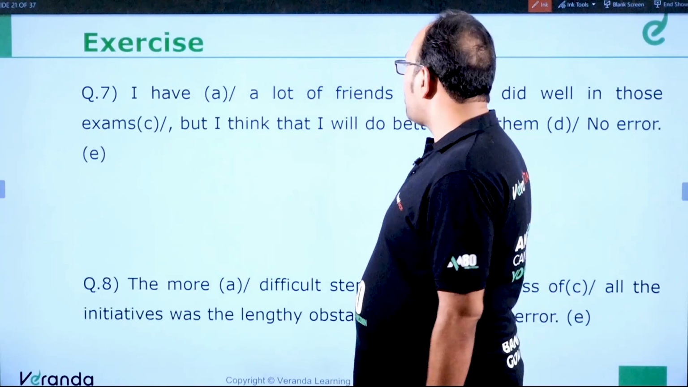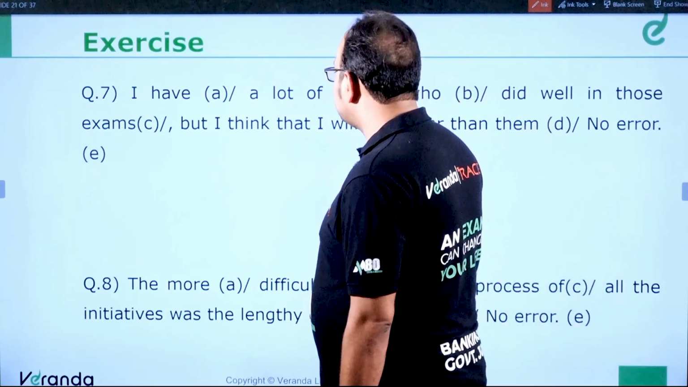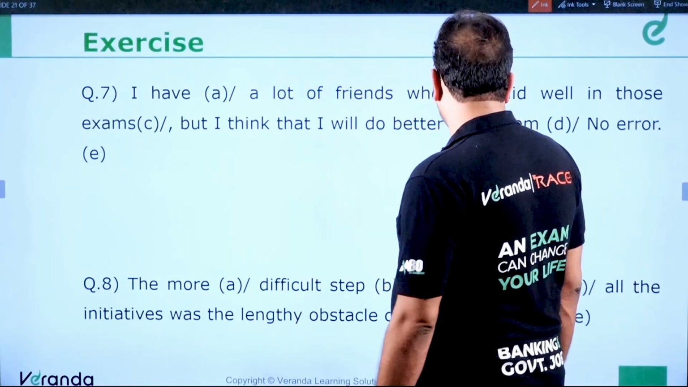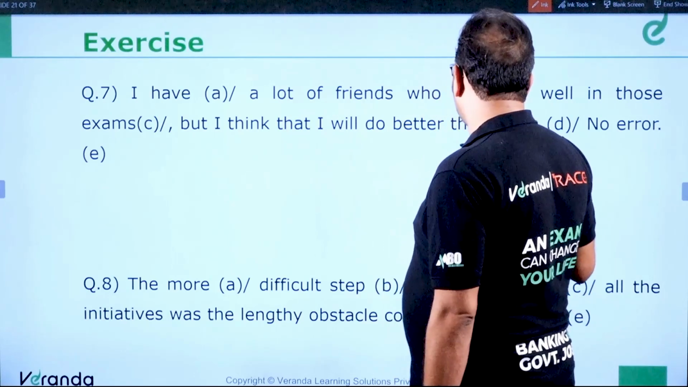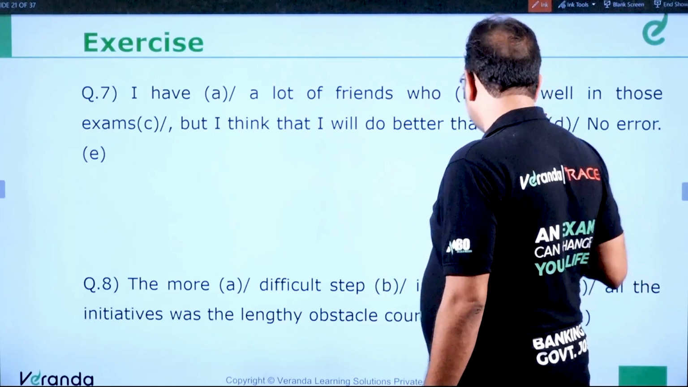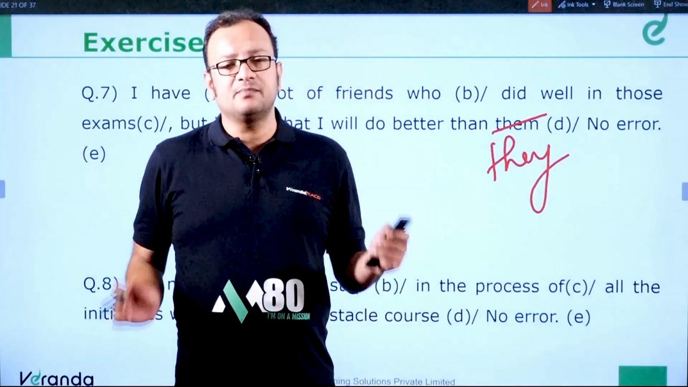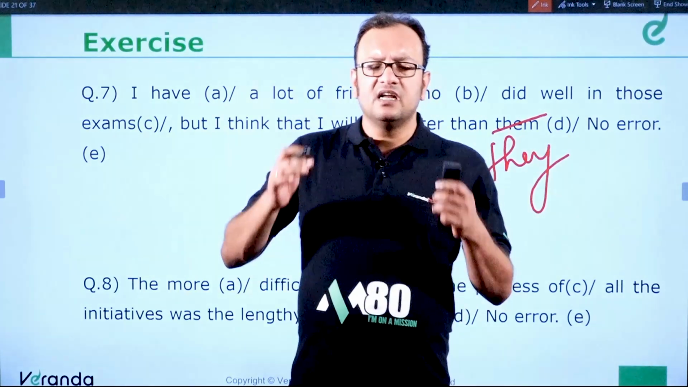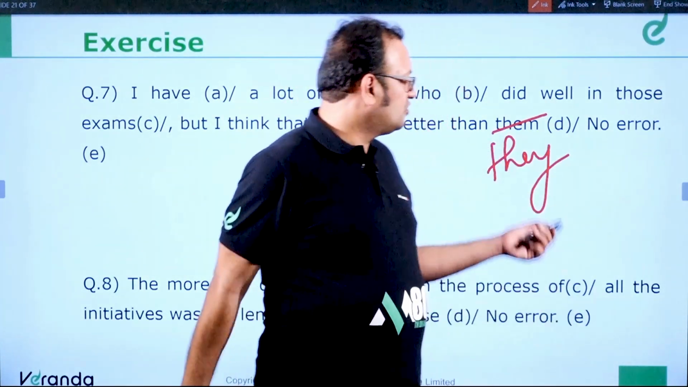7. I have a lot of friends who did well in those exams, but I think that I will do better than them. Okay, the error is in part D, which is them. It should be they. When we say I am better than they are, this is the modern English usage. I don't say I am better than them. I am better than they are. This is the correct use. So error was in part D.